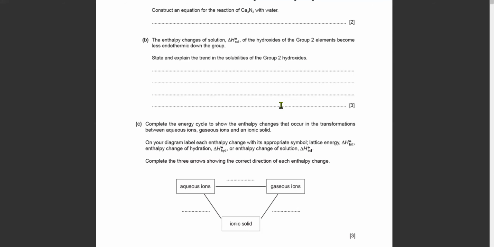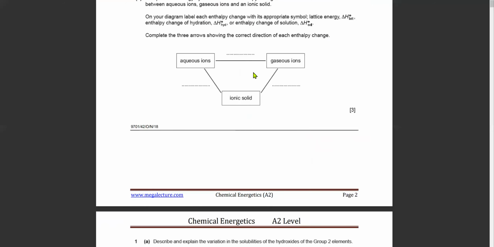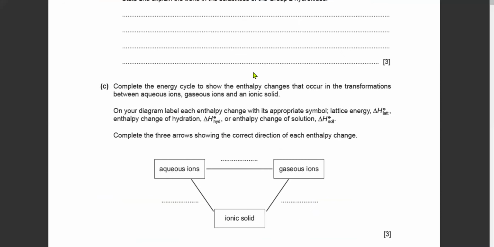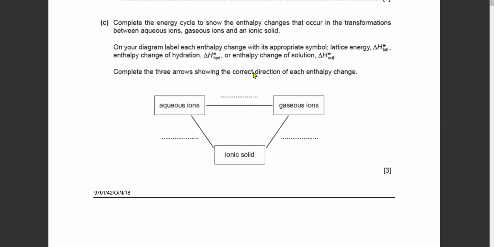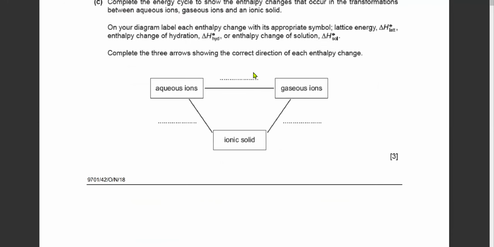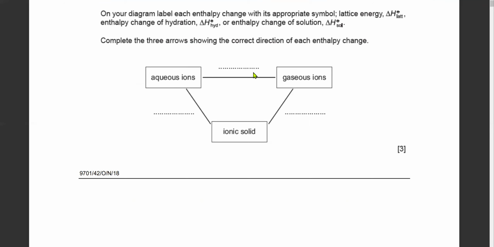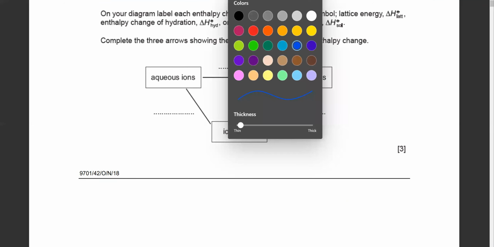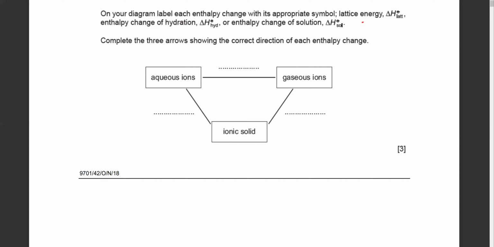So I'm just going to do some questions related to this. I think it was the first question in this worksheet. This one. So for example, this one. They're asking you to label this. So remember, ionic solid to aqueous ions, that's enthalpy change of solution. Okay, so the cycle could be upside down. I mean, they can make it any way.